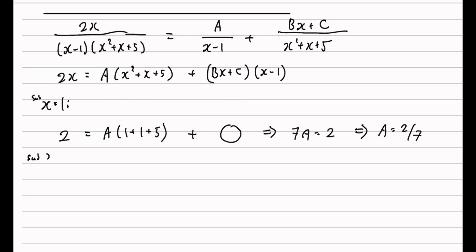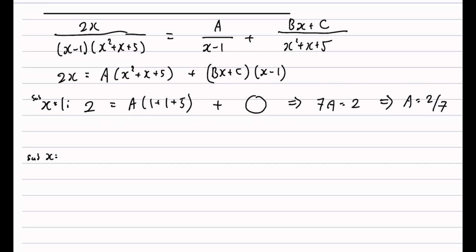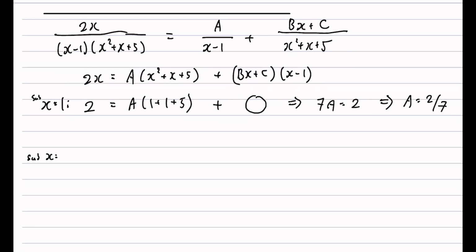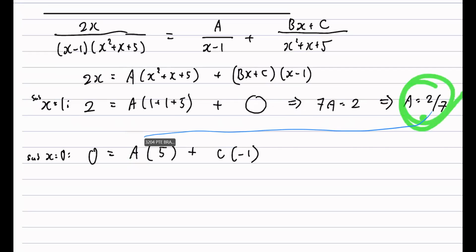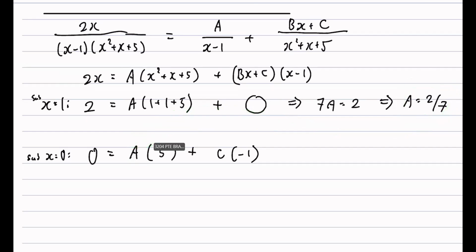Next value of x. Sub x equal to 0. So we'll get 2 times 0, which is 0, equals a times 0 plus 5, add on 0 plus c, which is c, times 0 minus 1, which is negative 1. Oh, but wait. A here, what do we know about a? 2 over 7. So we're going to replace it with 2 over 7. Then what do we get? C equals 2 over 7 times 5, just 10 over 7.